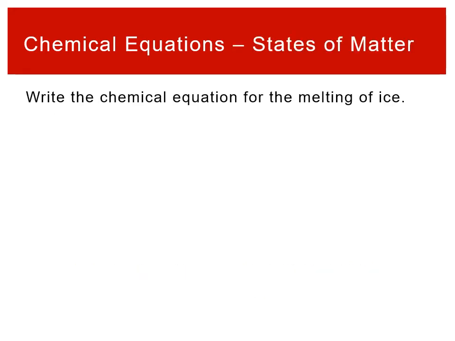Let's take a look at some examples now of writing chemical equations. Write the chemical equation for the melting of ice. Whenever we see that we want a chemical equation, what does this problem want? We know that a chemical equation always has two parts, reactants and products. So a good place to start is, what are the reactants? Sometimes they're given to us, like in the sample problem they were, but in this case, we need to figure it out based off of the process that we're looking at.